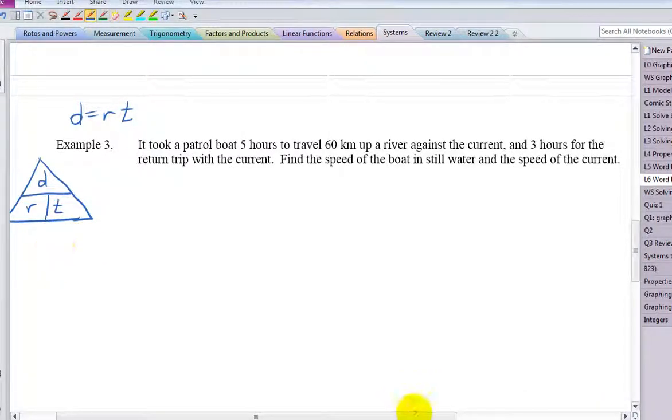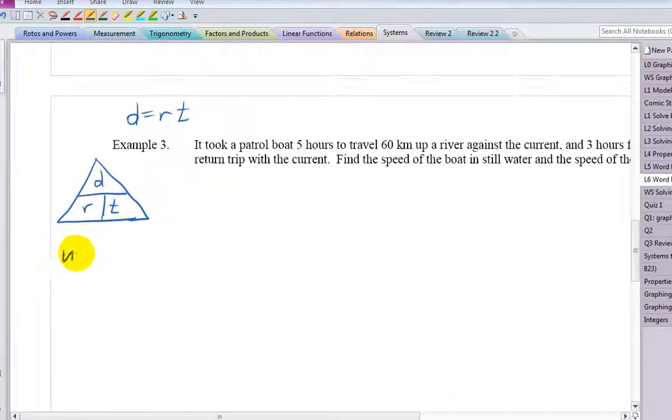Alright, so a couple things to note. Number one, when you're going with the river, or they sometimes call it downriver, what do you notice about the speed of you in a boat? It's going faster. So your speeds would actually get added together because the river's pushing you down. When you're going from Chilliwack to Abbotsford, man, that's easy. You go really fast.